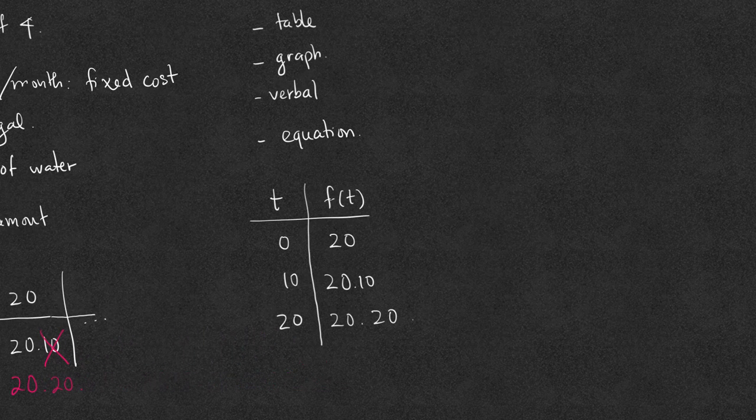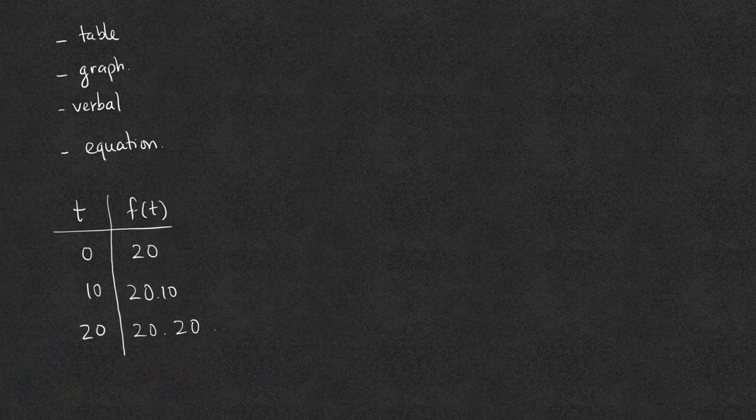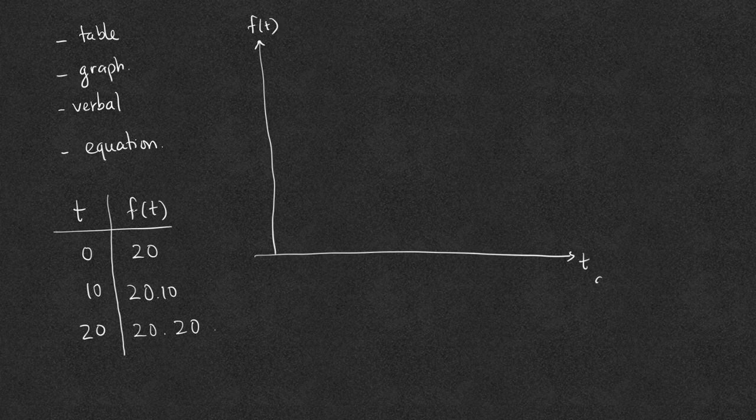Now, using the graph, we simply plot these points on the coordinate axis. In this case, we would never use a negative amount of gallons of water, and so the domain would be the set of positive numbers only. T would represent the number of gallons, and F of T would represent the dollar amount.